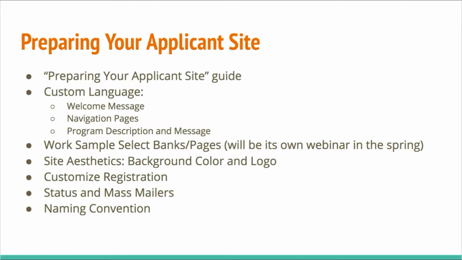We'll talk about some custom language, how to include the text editor that we went over last month. We'll talk really briefly about the work sample tool, because one of our next couple of webinars is going to cover that in depth, but I just want to make sure it's at the forefront of everyone's mind. We'll talk about site aesthetics, your background color and your logo. We'll talk a little bit about status and mass mailers, which is also a piece that doesn't really have to do with the grant opportunity and may easily be overlooked when you're wrapping everything up on that build. And then the last thing we'll talk about is naming convention.